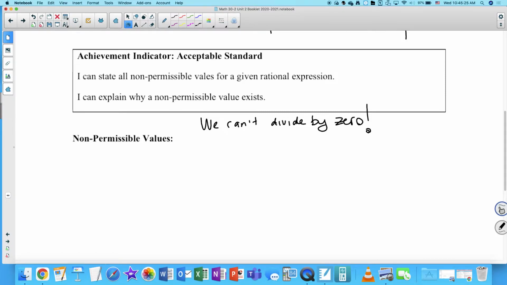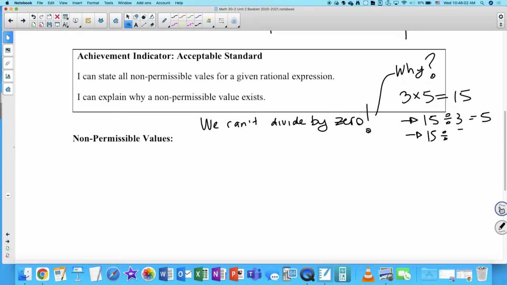The explanation that I'm really going to use with you guys is to think of the fact that multiplication and division are opposite processes. So for example, think about this: 3 times 5 equals 15. If this statement is true, then there have to be 2 division statements that are also true. The division statements that come out of this are that 15 divided by 3 equals 5, and also 15 divided by 5 equals 3.